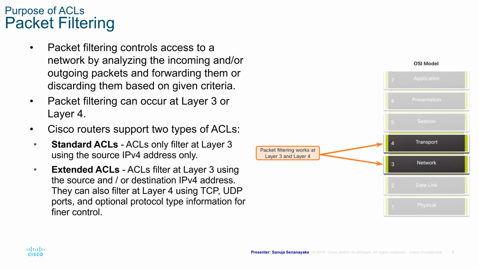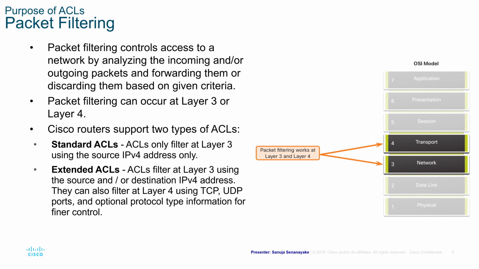Packet filtering. Packet filtering controls access to a network by analyzing the incoming and/or outgoing packets and forwarding them or discarding them based on given criteria. So ACLs can do packet filtering, right? The packet filtering can occur at the layer 3 or layer 4 level, and Cisco routers support 2 types of ACLs associated with those. Those are called standard ACLs and extended ACLs.